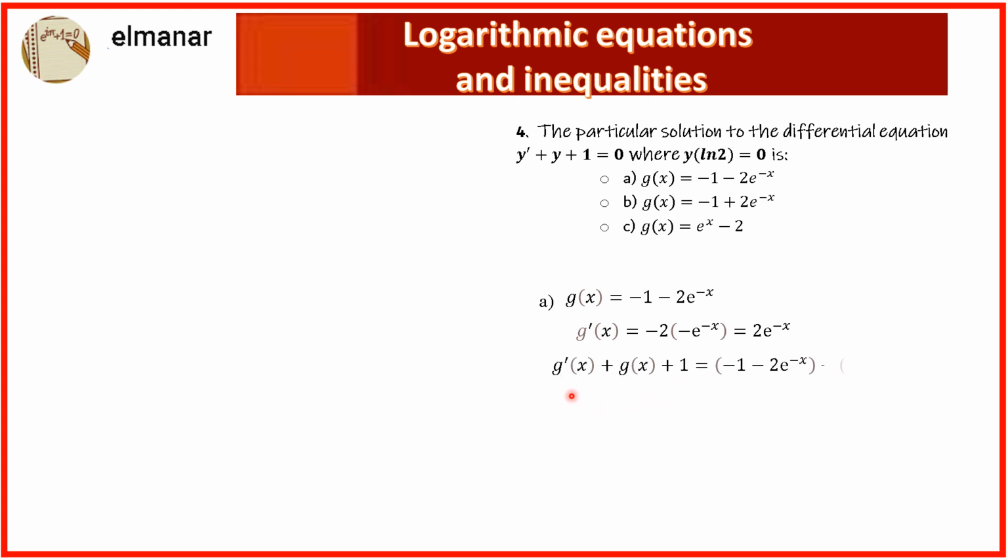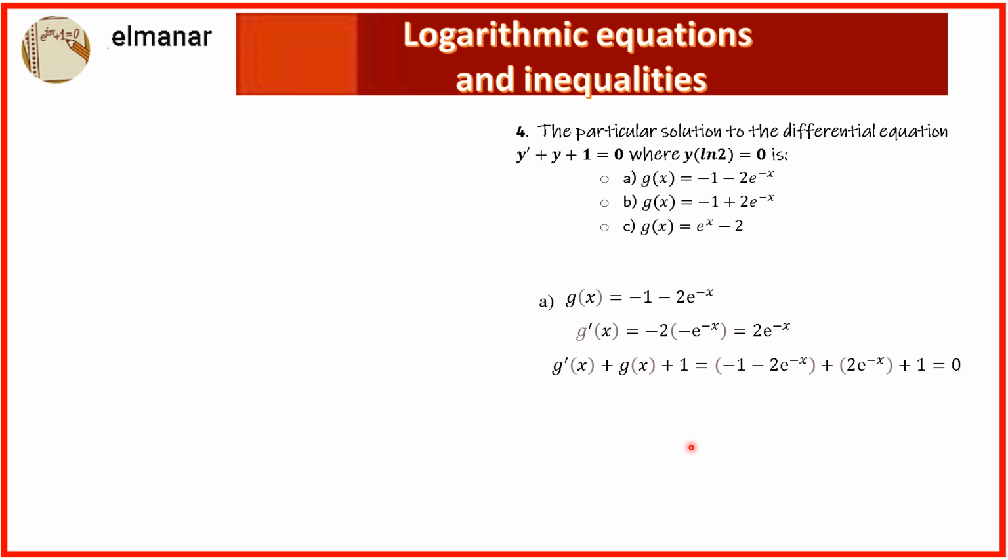Now, let us verify the relationship g prime of x plus g of x plus 1. Does it equal 0? We have g equal to negative 1 minus 2 times e to the power of negative x, and g prime is positive 2 times e to the power of negative x, plus 1. I have negative 2 times e to the power of negative x plus positive 2 times e to the power of negative x, which gives us 0. Negative 1 plus 1 gives us 0. So, the first relationship is satisfied.